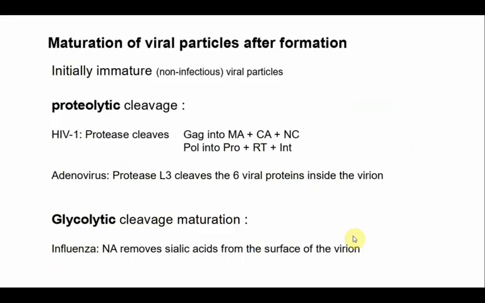And the very last step here is that sometimes you have a maturation of virus particles after their formation and release, and this is by proteolytic cleavage by the virus proteases. For HIV-1, it's the protease that will cleave the GAG and GAG-POL polyproteins into the functional proteins. Adenoviruses have something similar. They have a protease that is incorporated into the capsids, and inside it will cleave virus proteins to give a mature infectious particle.